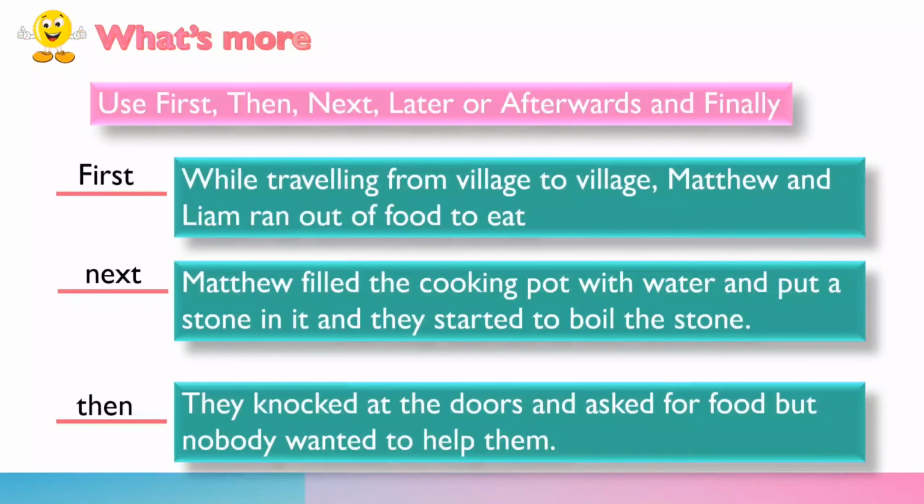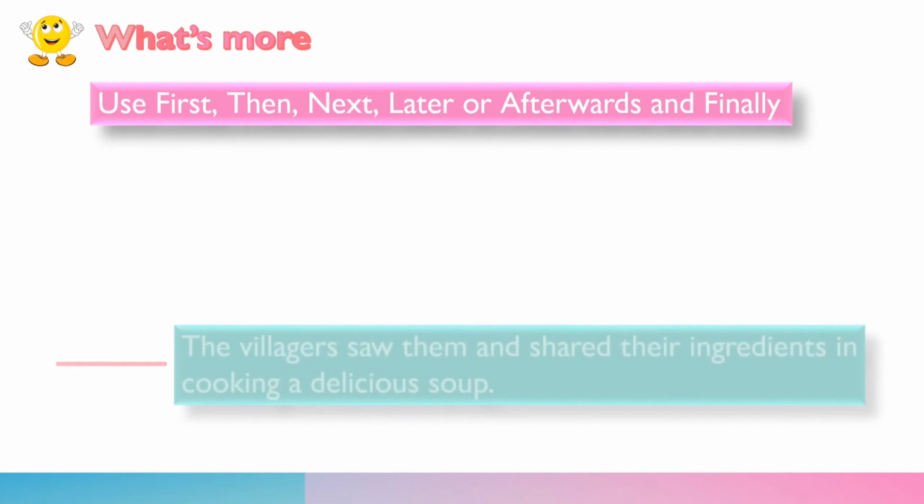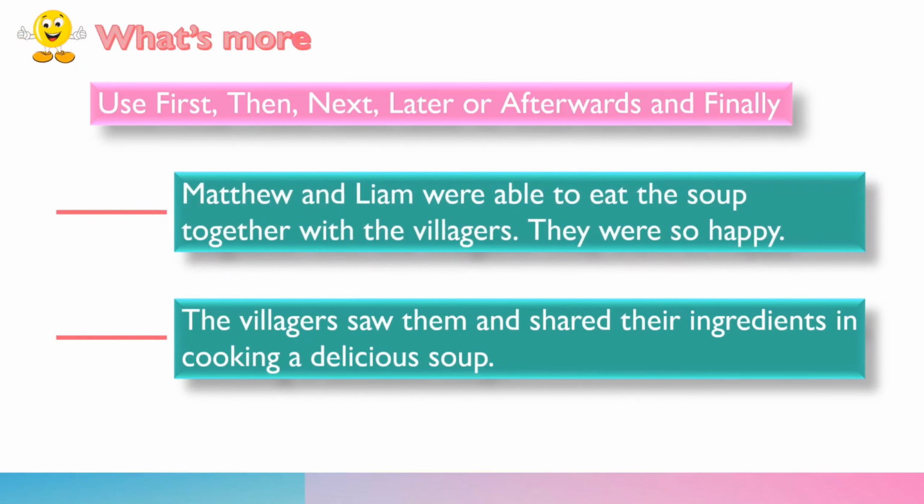Then, they knocked at the doors and asked for food, but nobody wanted to help them. Finally, Matthew and Liam were able to eat the soup together with the villagers. They were so happy. Later or afterward, the villagers saw them and shared their ingredients in cooking a delicious soup.